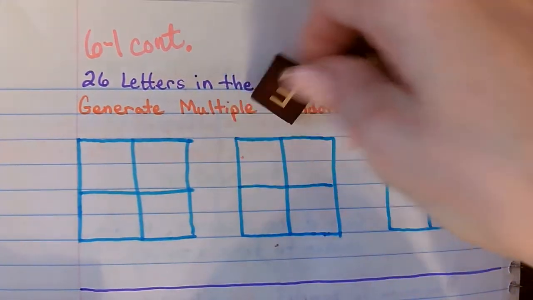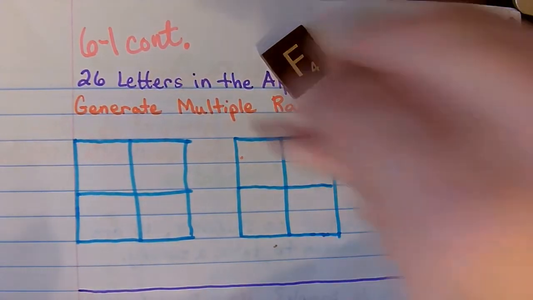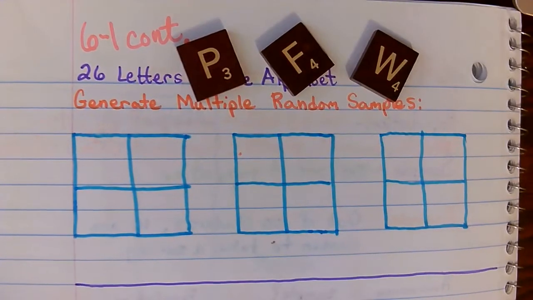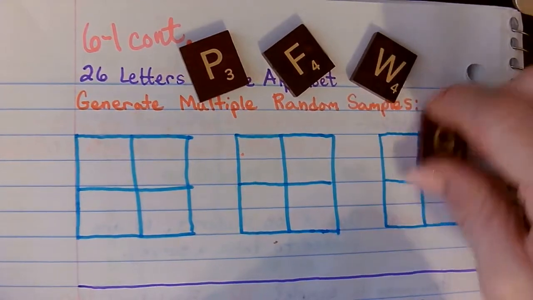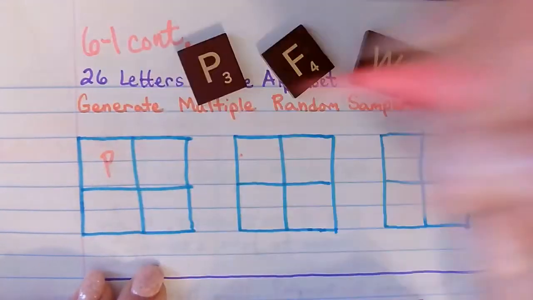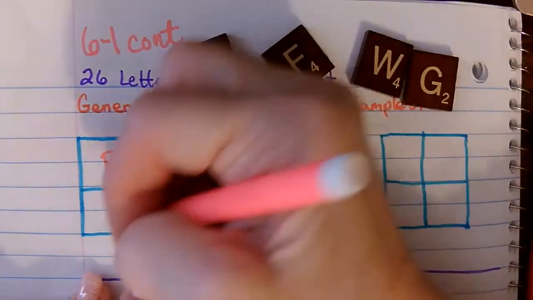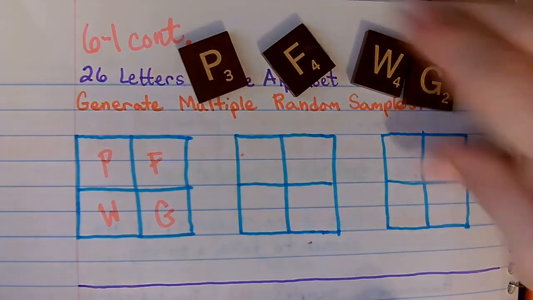get. We get an F, a W, a P, and a G. Okay, so we'll write that in the first box. P, F, W, and G. Okay, now let's put these back in the bag.